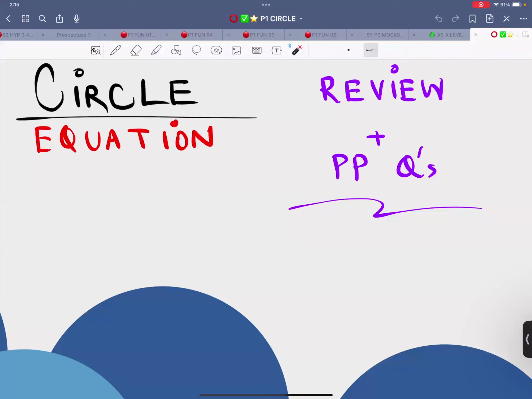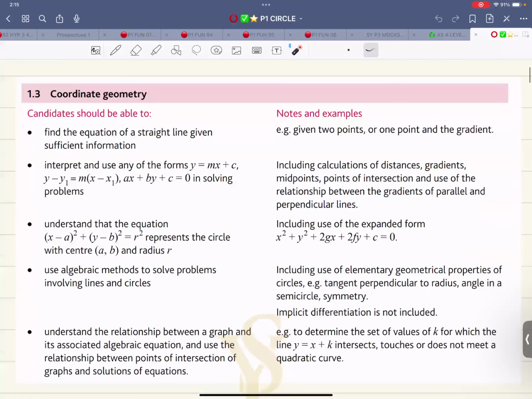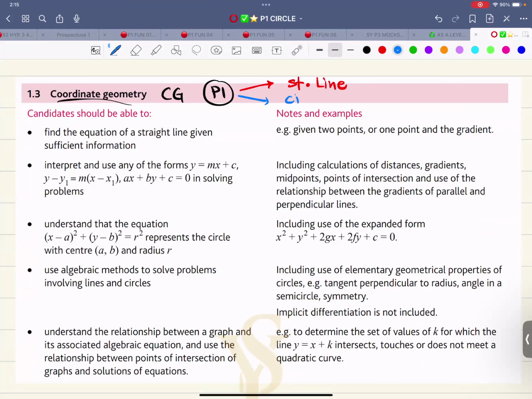Now, in today's video, we'll be focusing on circle equation. Let's review the concepts a bit and then we will try out some past paper questions. First of all, if we look at the syllabus of P1, circle equation falls under the category of coordinate geometry. There are two things in coordinate geometry. The first one is the concept of straight line, and the second one is about circle.